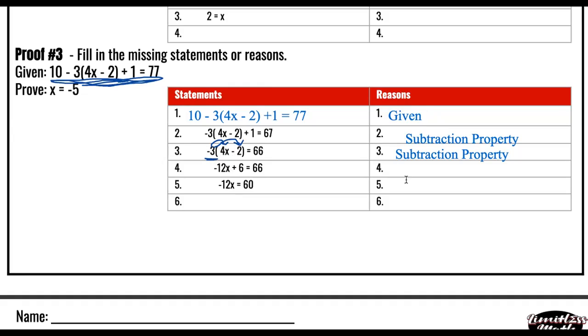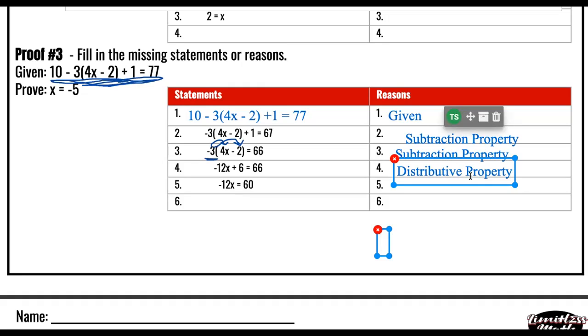So we need to put the statement or the reason for number 4, distributive property. Okay, we were able to distribute -3 through. That's how we created statement 4. And therefore, that is reason 4 right here. Okay, we're almost done, guys. Hang in there.